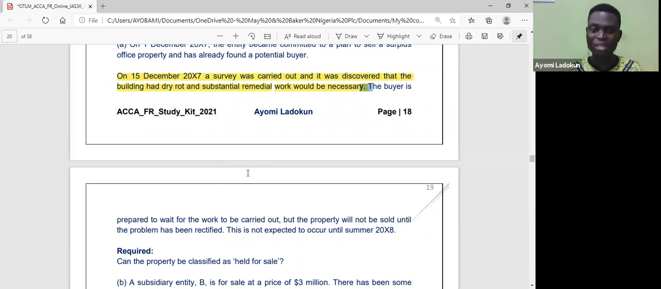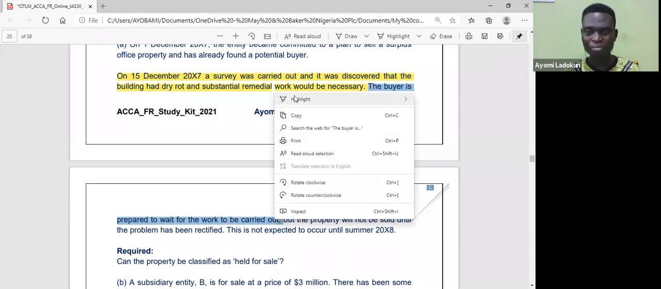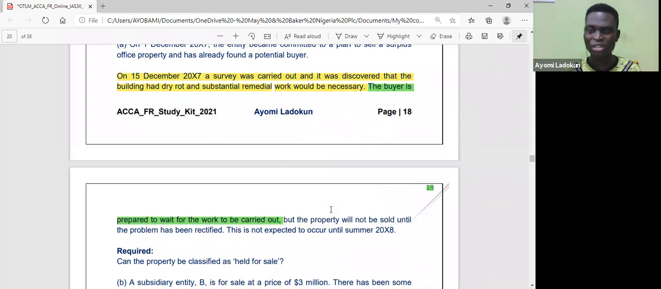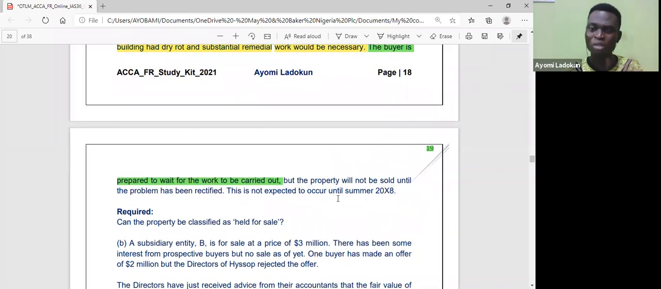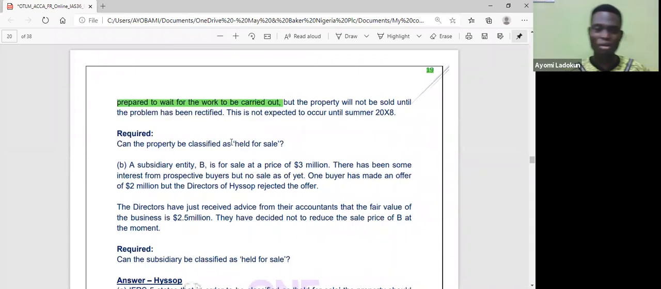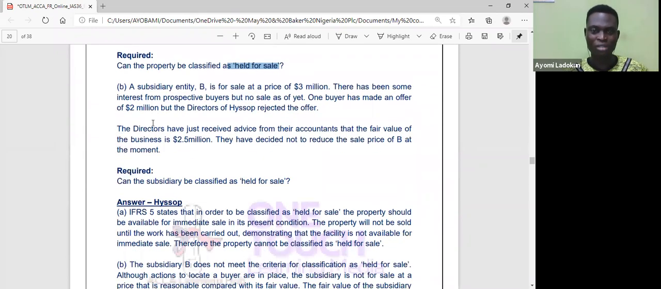Now, the examiner wants to use this to confuse you. He said the buyer is prepared to wait. Wait for what? It doesn't matter. This is not part of the condition. It's ready to wait, but the property will not be sold until the problem has been rectified. So the fact that the property is not available for immediate sale in its present condition means I cannot classify it as held for sale. Let's look at part B of that question.